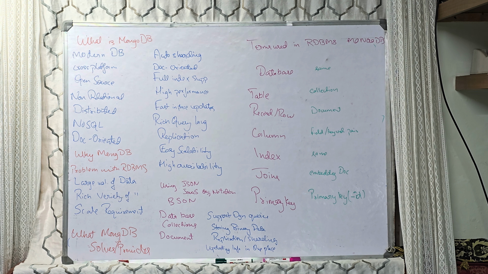One by one, cross-platform, in the sense it can work on different platforms like Windows, Linux, Mac OS. Open source, free to use and contribute to. You don't have to pay or anything. It's just open source, free. Non-relational: no tables, no rows, no joining operations like SQL. It's very easy. Distributed: runs across multiple servers. NoSQL: not using the SQL query language, it uses the MongoDB query language, so it has its own query language. Document oriented: stores data as JSON-like documents. Okay, so you understood that.